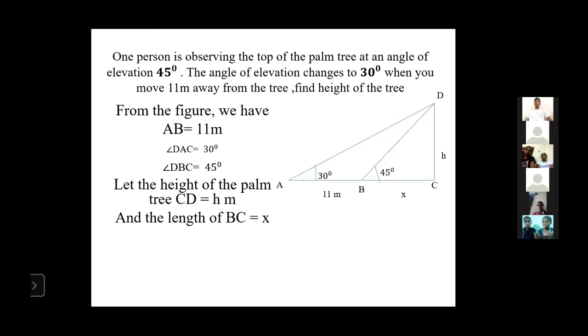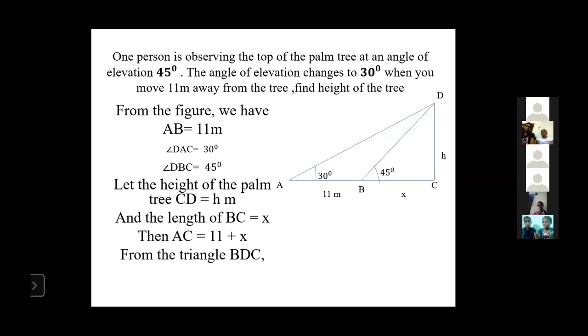Now let's take a small triangle, that is BCD. In this triangle, CD is the height of the palm tree and BC is the distance between the foot of the tree and the observer. Now from this angle, CD is the opposite side and BC is the adjacent side. Again here also we use tan. Tan 45 is equal to opposite by adjacent. It means CD by BC.